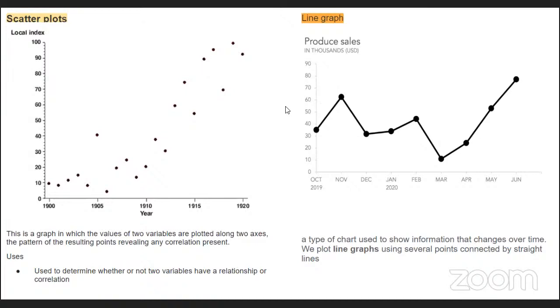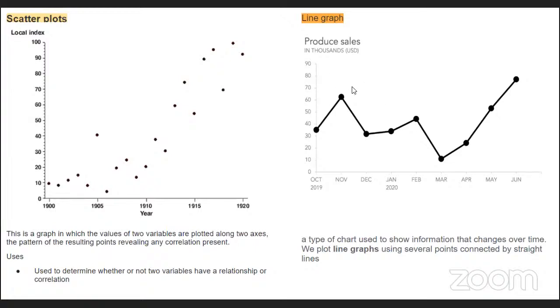Then a line graph is a basic type of chart used to show information that changes over time. We plot line graphs using several points connected by a straight line. So you see the difference now between a scatter plot and a line chart. In the line graph, the points are connected because we are showing progress over time, change over time. But for the scatter plots, you're just having random points. So that's really the main difference between the two. We plot line graphs using several points connected by a straight line, just like the example that I have used there.